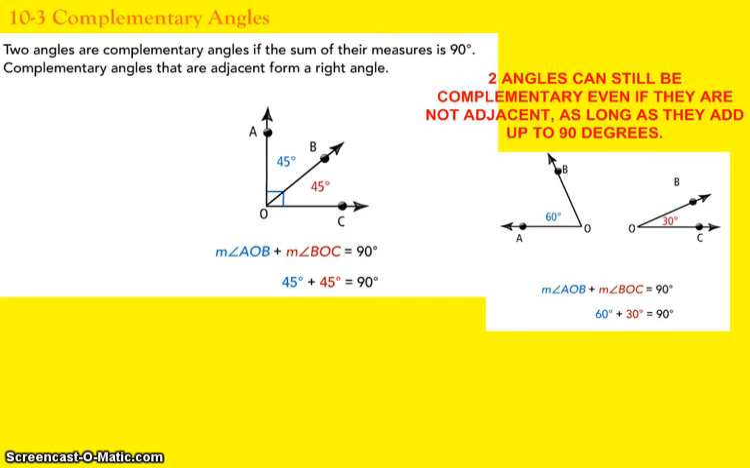Third section, complementary angles. 2 angles are complementary if their sum is 90 degrees. Together they form a right angle. On the right side, please make a note. 2 angles can still be complementary even if they are not adjacent, as long as they add up to be 90 degrees.